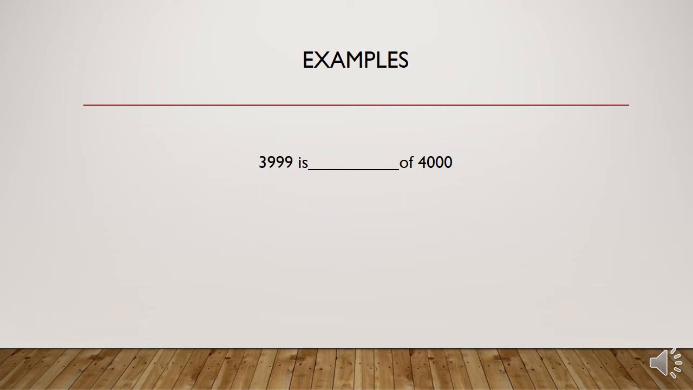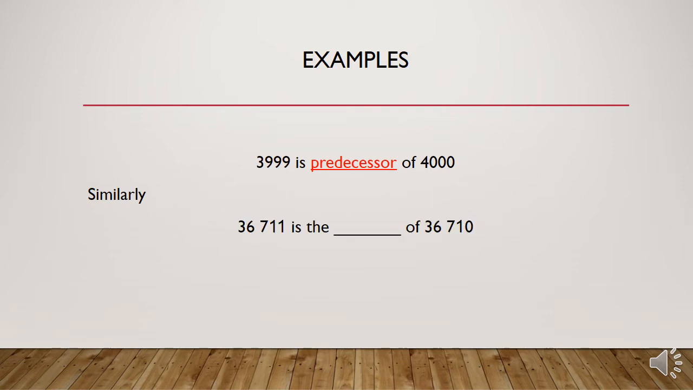3,999 is what of 4,000? It's a predecessor. You can see that 3,999 is 1 less than 4,000, which makes it the predecessor. Similarly, let's have another example.